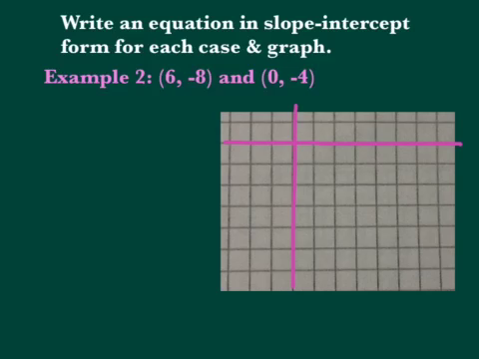Here's our example 2. We're going to write an equation, and we're going to graph it. So when we write an equation for number 2, we've got 6, -8. That means this line goes through +6, -8. So 1, 2, 3, 4, 5, 6, and -8. 1, 2, 3, 4, 5, 6, 7. Of course, it doesn't fit on my graph.